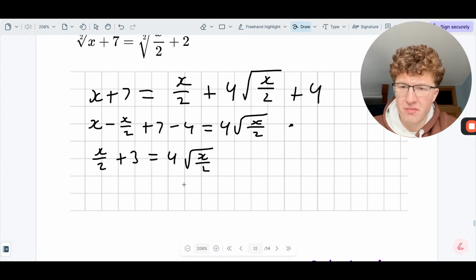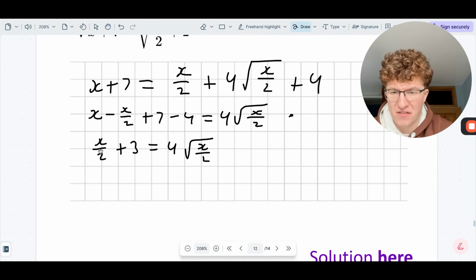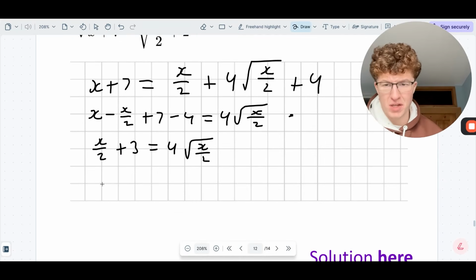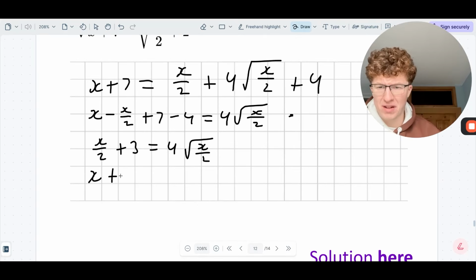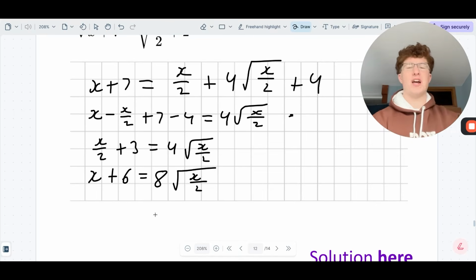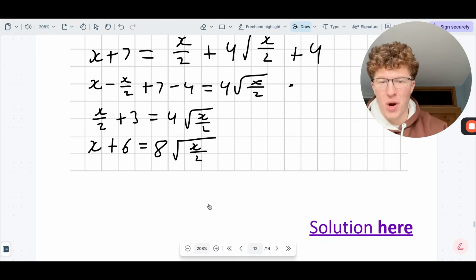Now, I know this is going to get pretty messy if I leave this fraction here. So I'm going to multiply everything by 2. So I'm going to have x plus 6 is equal to 8 times the square root of x over 2. Now, one more time, we need to get rid of this square root. So I'm going to square it again.